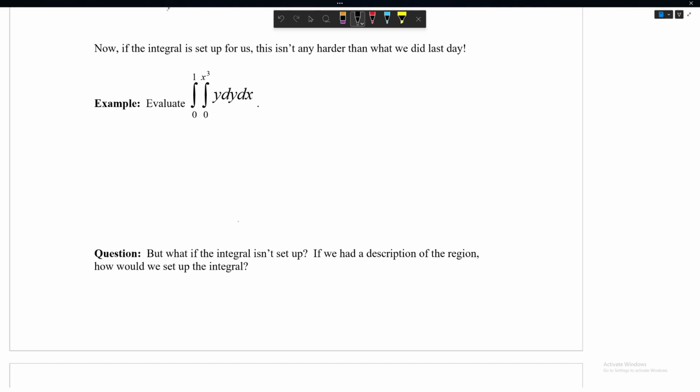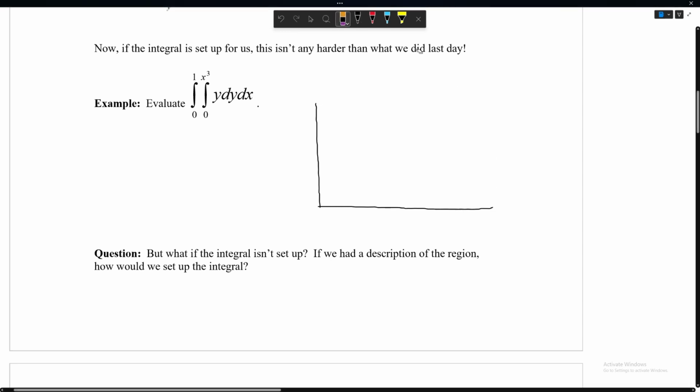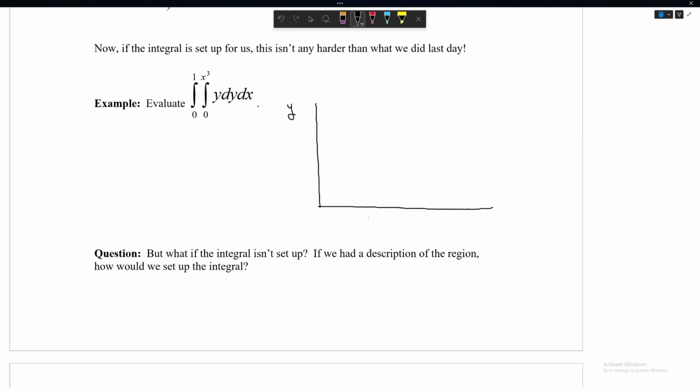So here, let's see. This function is saying take the integral from 0 to 1 of x. So let's draw it. I'm going to move these 2 lines. Let's say this is my y, and this is my x. My x is from 0 to 1. Now my y, it's saying from 0 to some function. I can assume the function looks like this.